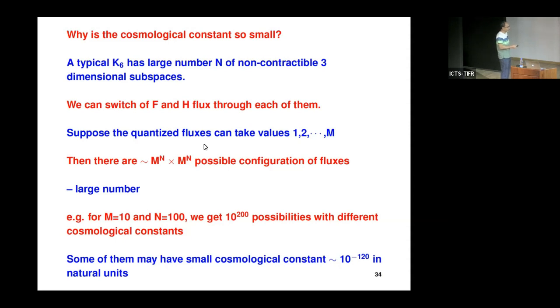Because if you have so many possibilities, then just as a tail of the distribution, we may get some particular solution with small cosmological constant. And these may describe us. These may describe the vacuum in which we are living.